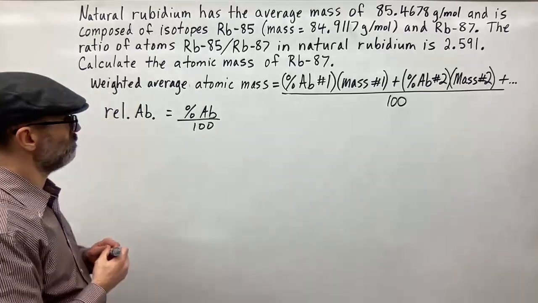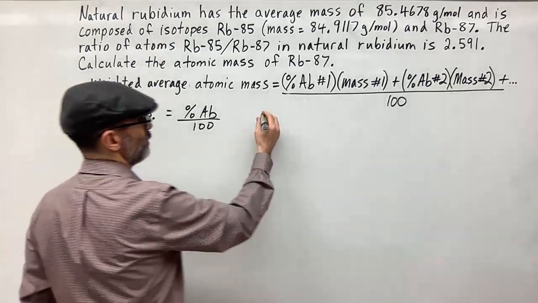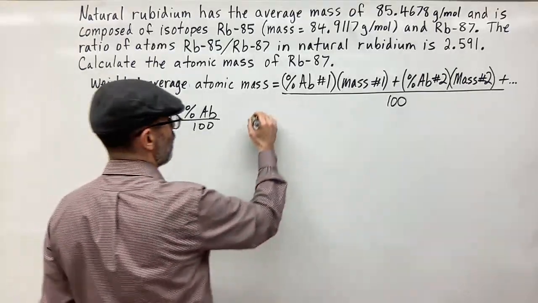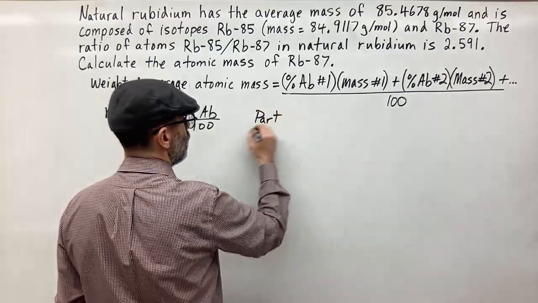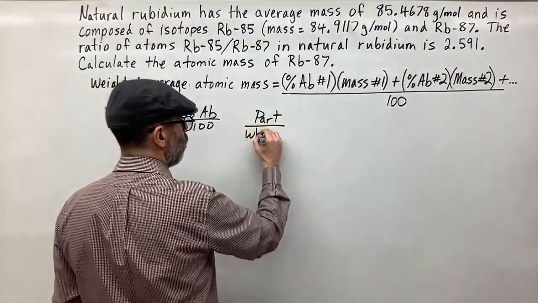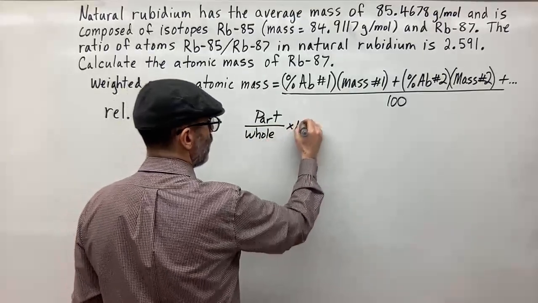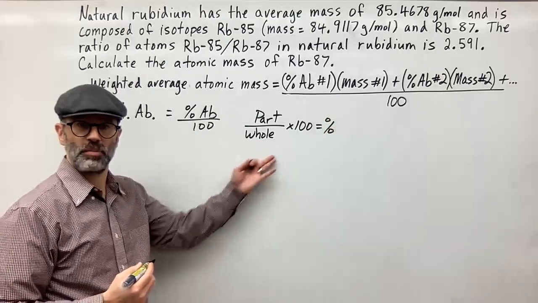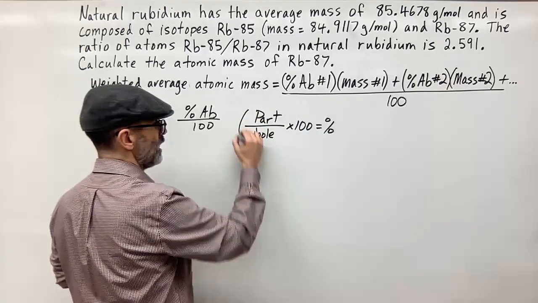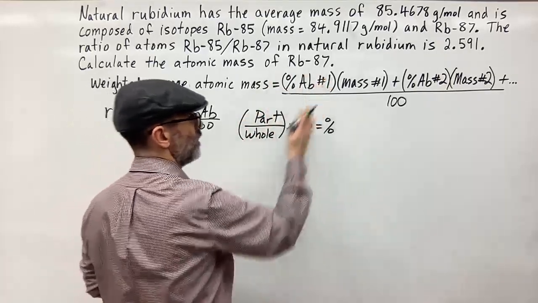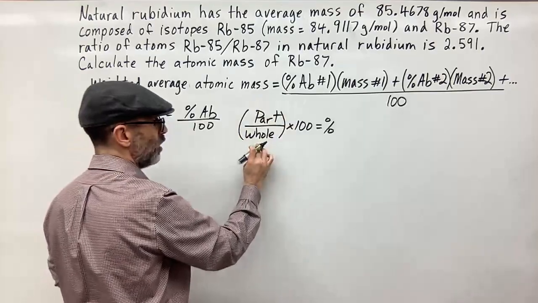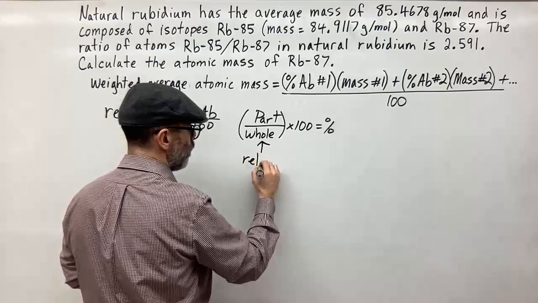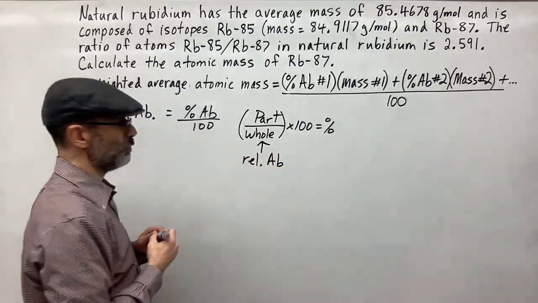And the reason for that, just to spell it out a little bit more, is that to get a percentage, you have a part divided by a whole, multiplied by 100 gets you a percentage. This is the generic equation for percentage. When we're dealing with abundances, you have a part divided by a whole. This is your relative abundance. It's a fraction.